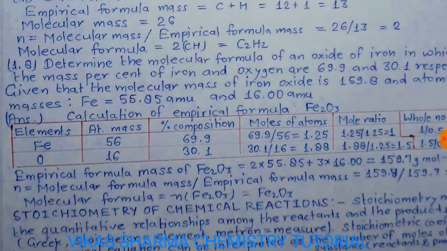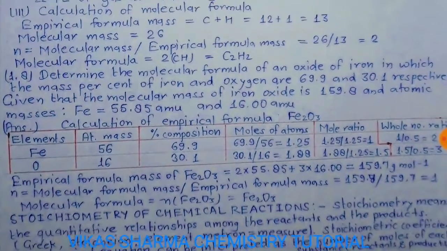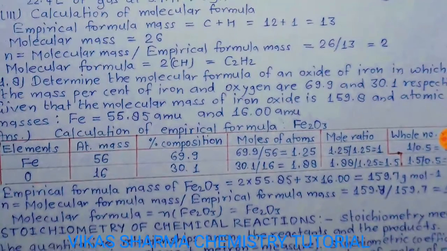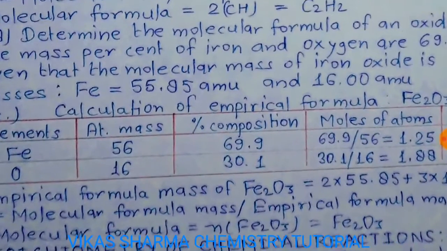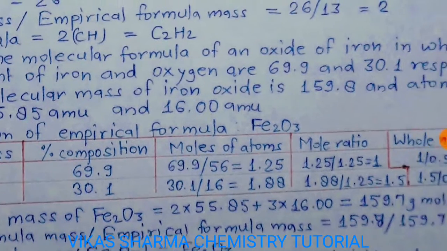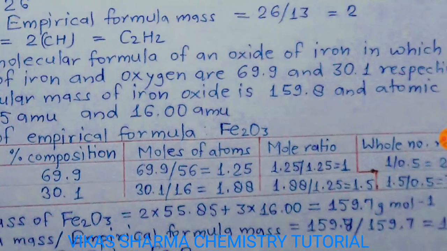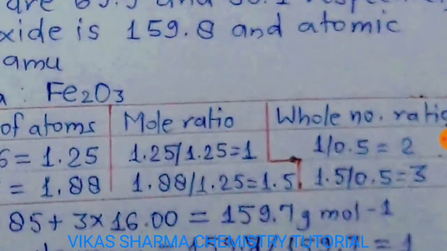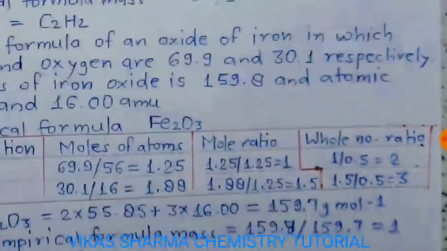So first we calculate the empirical formula of ferric oxide, Fe2O3. It is the chemical formula. Student, in a vertical column, each step you can remember for the solution of each type of numerical problem based on the empirical formula. First vertical column is the element, second their atomic mass, third is percentage of composition, then fourth is moles of atoms, fifth is mole ratio and sixth is whole number ratio.